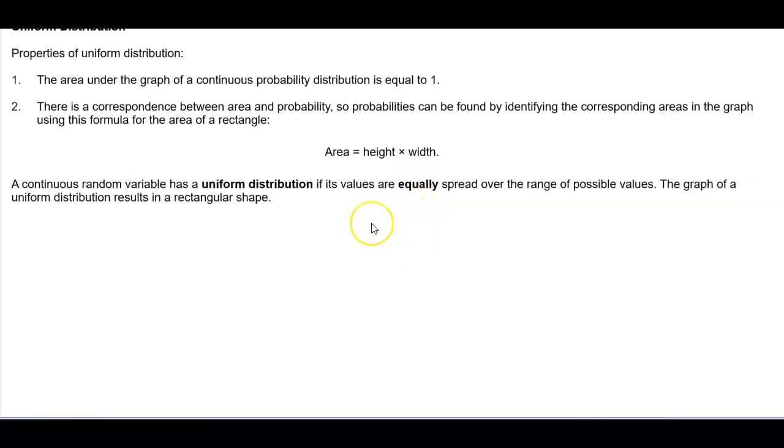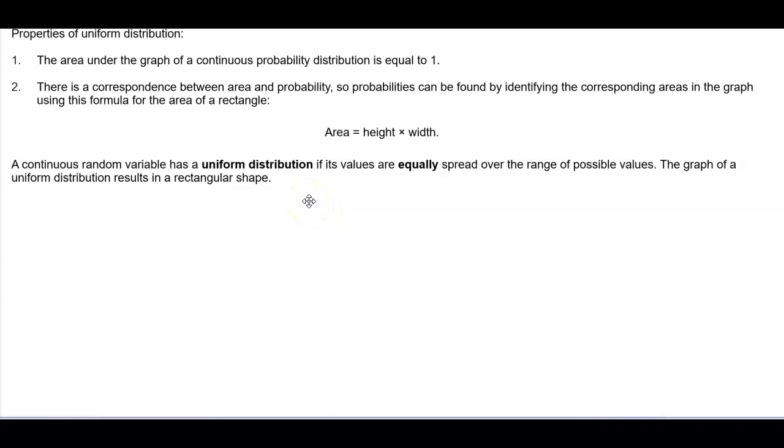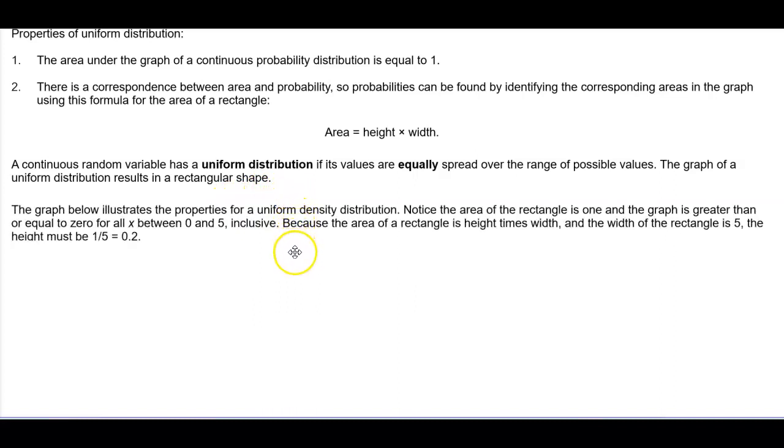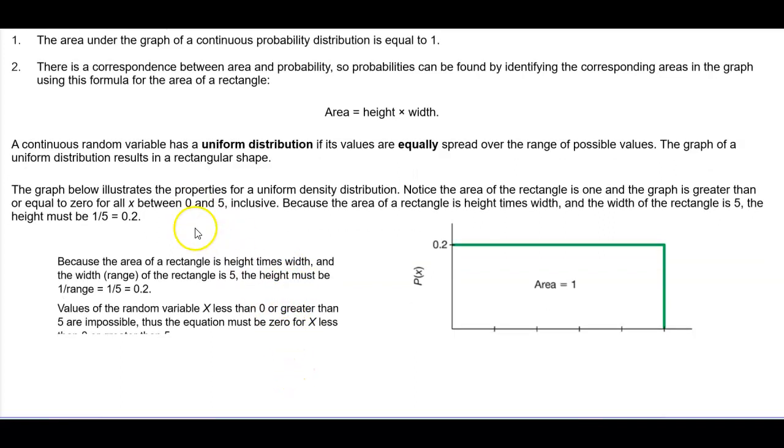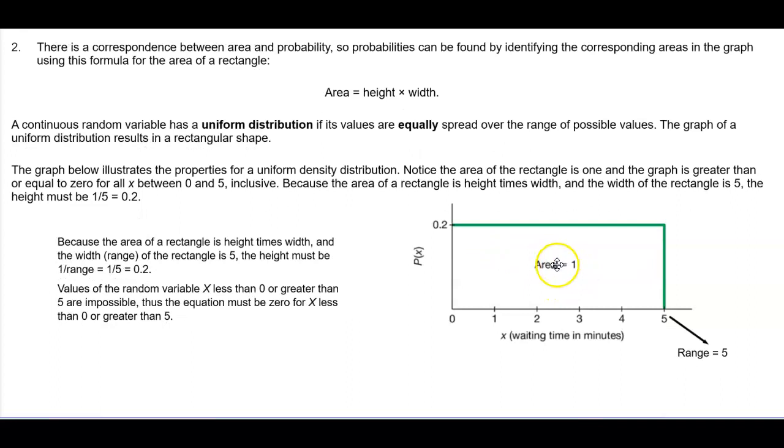Now, a continuous random variable has a uniform distribution if its values are equally spread over the range of possible values. The graph of a uniform distribution results in a rectangular shape. Now, the graph that you see here below illustrates the properties for a uniform density distribution. And notice the area of the rectangle in the middle is 1, and the graph is greater than or equal to 0 for all x between 0 and 5 inclusive.